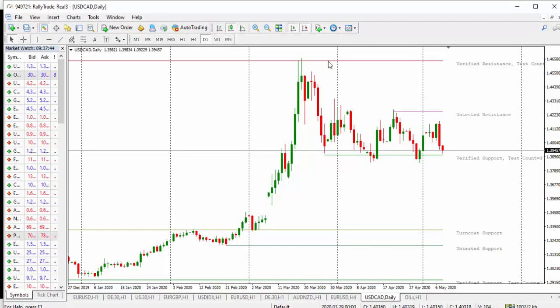This is a more prominent supply zone on the daily chart, and according to this indicator, it is a verified resistance, so it's a very strong supply zone. This is a weaker supply zone, and every single time USDCAD gets to this supply zone, we see a lot of sellers rushing to the market to push the market down.